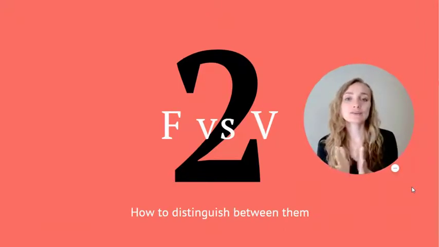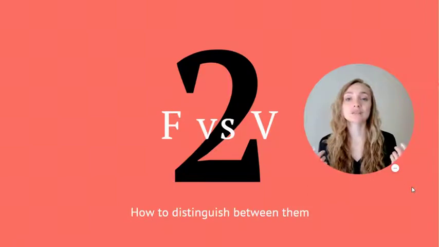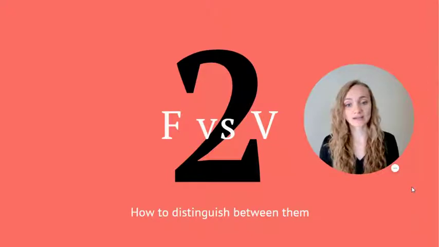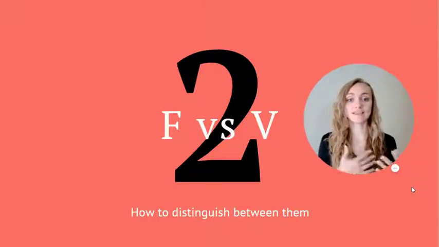Okay, so now we're going to go into the F versus V sounds because there's a lot of similarity between the differences in these sounds. So it's very complementary to do them together. So we want to distinguish now between the F and the V. And we're going to distinguish between them the same way that we distinguished between the P and the B.